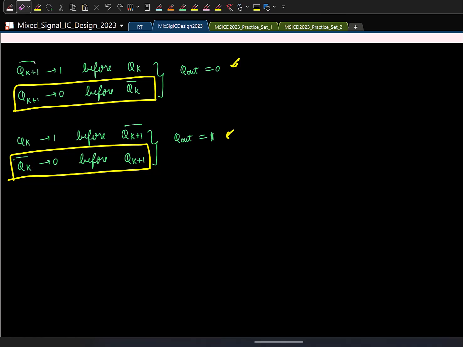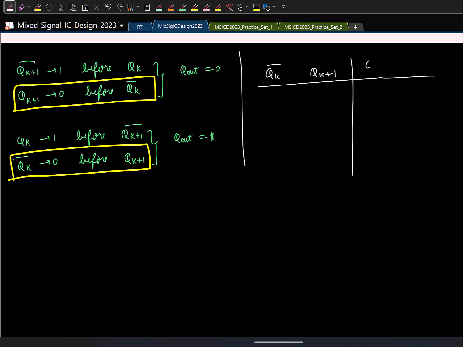Okay, let's see. Let's write down the information we have. I am looking at, let's say, Qk plus 1 or Qk bar. Based on that, I want to find Q out and Q out bar. The first case: if Qk plus 1 goes to 0 before Qk bar, then Qk plus 1 goes to 0, whereas Qk bar goes to 0 after some delay. That's my own notation I'm using. In this case, it should be 1, and this is 0. In the other phase, it is opposite.